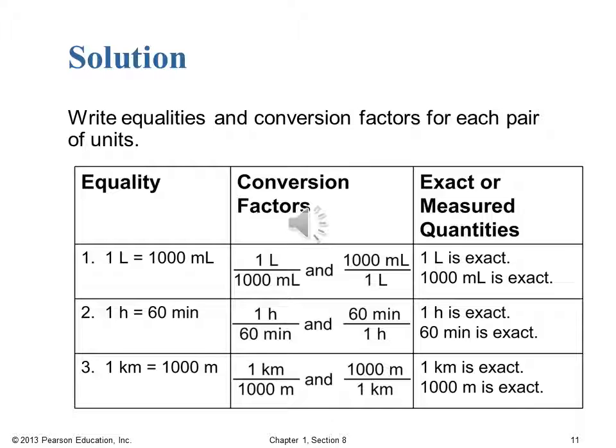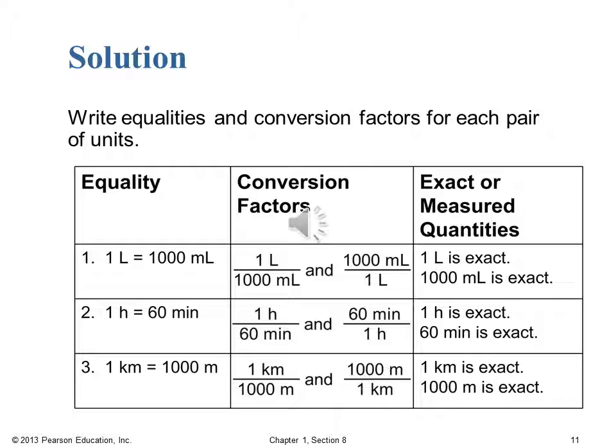And then finally, if you did it this way, the 1 liter over the 1,000 milliliters, or the inverse actually, the 1,000 milliliters divided by the 1 liter, either one is acceptable, depends on the problem. And then finally, for exact or measured quantities, since we're within the metric system, both the 1 liter and the 1,000 milliliters are exact numbers, not subject to sig fig rules.